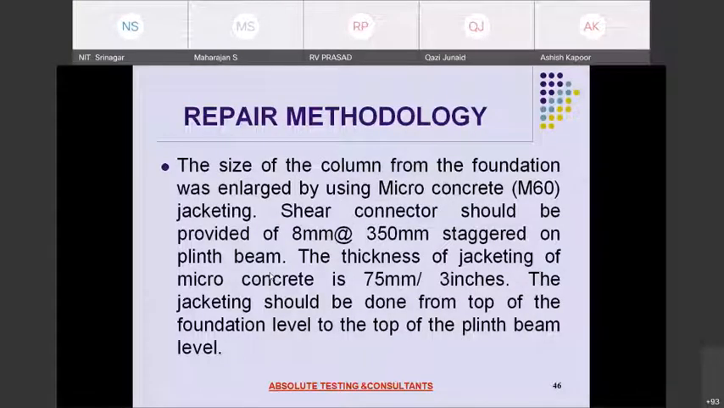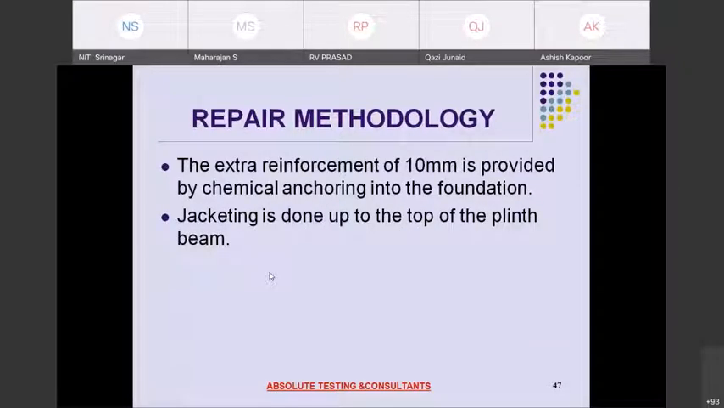So what is the repair methodology we have done? The size of the column from the foundation was enlarged by using micro concrete by jacketing. Shear connectors of 8 mm were provided at a distance of 350 mm center to center in a staggered formation up to the plinth beam. The thickness of the micro concrete jacketing is 75 mm. The jacketing should be done from the top of the foundation level to the top of the plinth beam level.